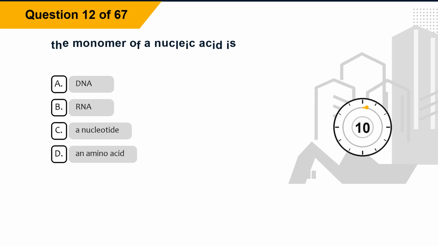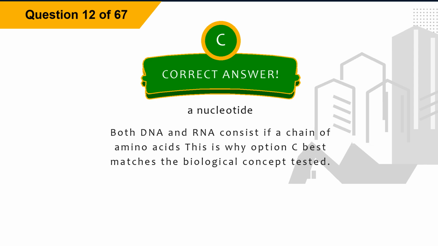Question 12. The monomer of a nucleic acid is option A, DNA, option B, RNA, option C, a nucleotide, option D, an amino acid. The correct answer is option C, a nucleotide. Explanation. Both DNA and RNA consist of a chain of amino acids. This is why option C best matches the biological concept tested.